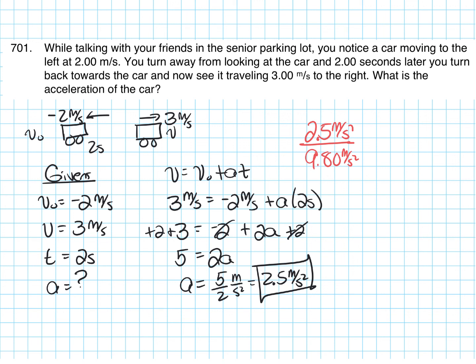And when I do that, I get a value of 0.255 G's. So that's a really small amount of G's, but that's the acceleration in terms of G's.